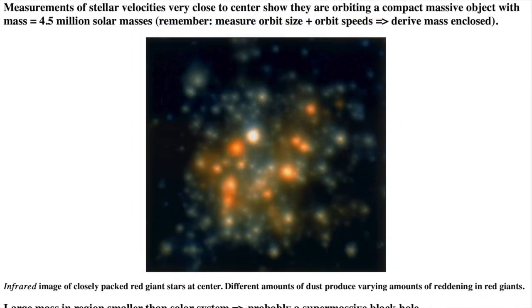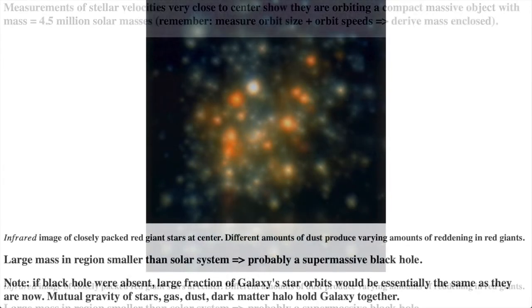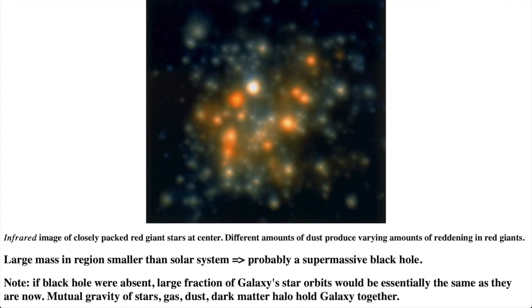Measurements of stellar velocities very close to the center show the stars are orbiting a compact, massive object with a mass equal to 4.5 million solar masses. Remember, if you measure orbit sizes and orbit speeds, you can then derive the mass enclosed inside the orbits. This picture shows a high-resolution infrared image of the red giants packed at the center, with the different amounts of dust producing varying amounts of reddening of the giant stars. We find that there is a large mass in a region smaller than our solar system, so it's probably a supermassive black hole with a mass about 4.5 million times that of the Sun.